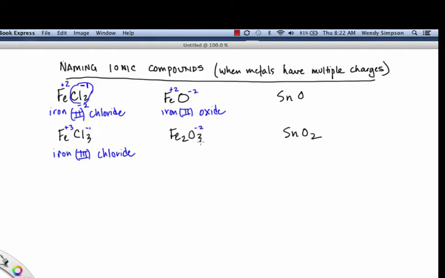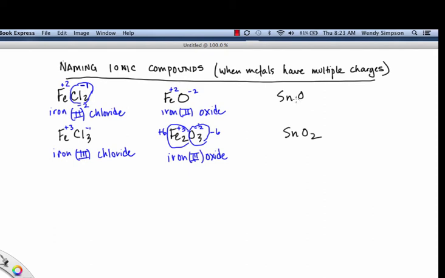We have 3 oxides, so 3 times -2 is -6. So the total net charge on this anion is -6. Therefore, the total net charge over here on the iron has to be +6 in order to get the charges to balance. How do we do that? Well, if we have the +3 variety of iron, 3 times 2 is +6, so our charges would balance. So this becomes iron 3 oxide.